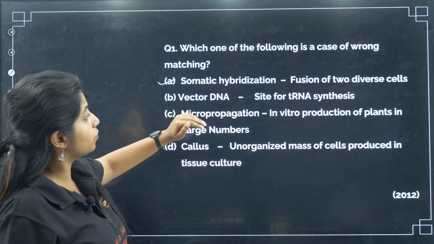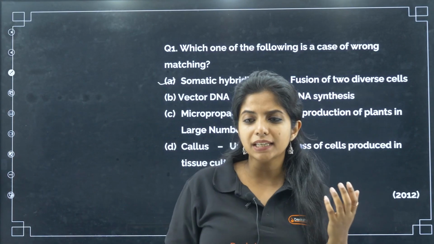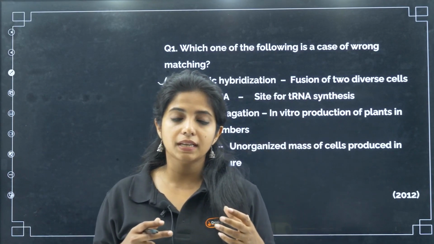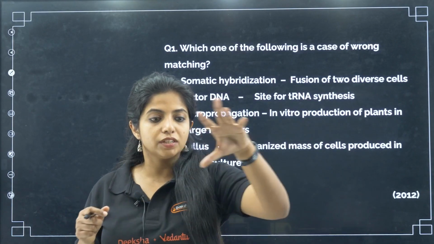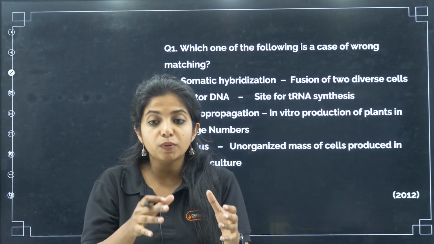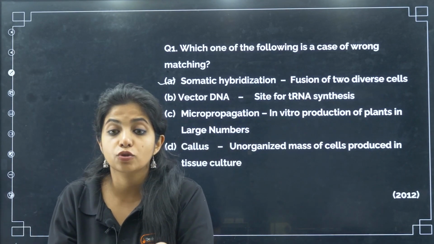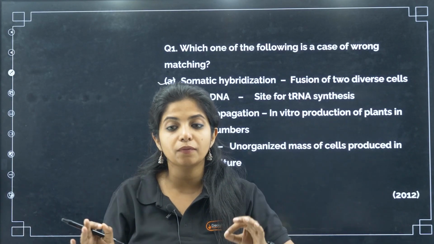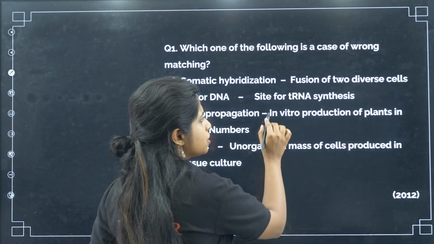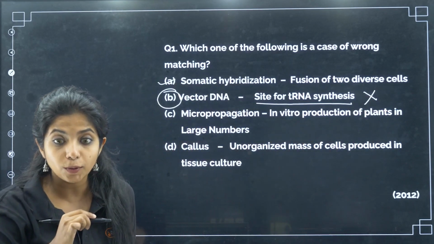Now, vector DNA is site for tRNA synthesis. I suppose vector DNA is something that would be basically carrying my gene of interest. For example, there's a DNA, I am putting my gene of interest there. This particular vector DNA is going to take this gene of interest to the place where I actually want to put, for example, a host organism. So vector DNA is that something that would be carrying my gene of interest. It's not a site for tRNA synthesis. So this one is a wrong matching, but we have to go ahead with next option, right?